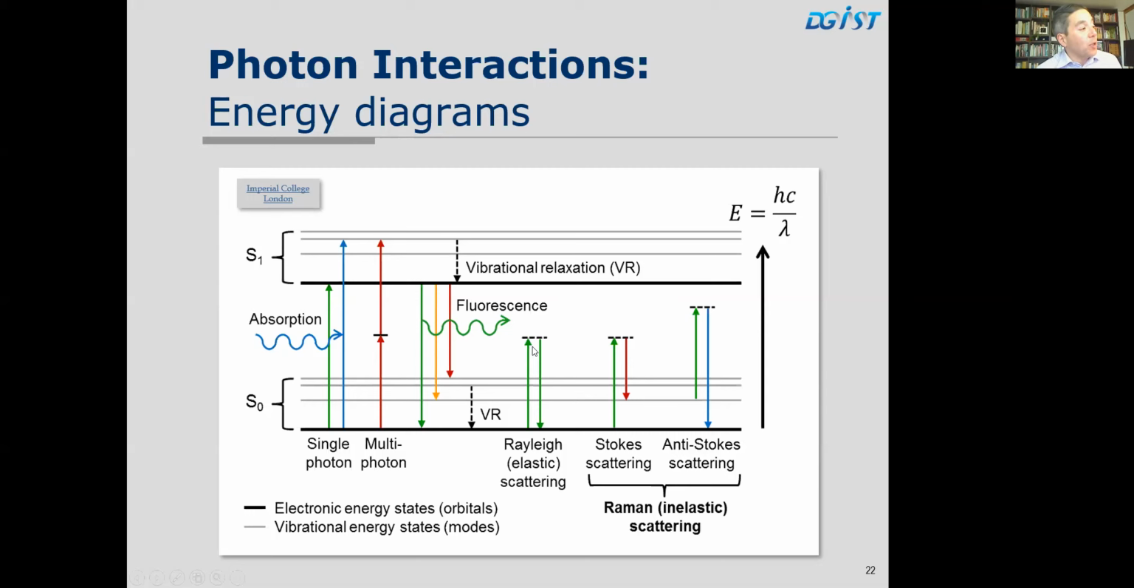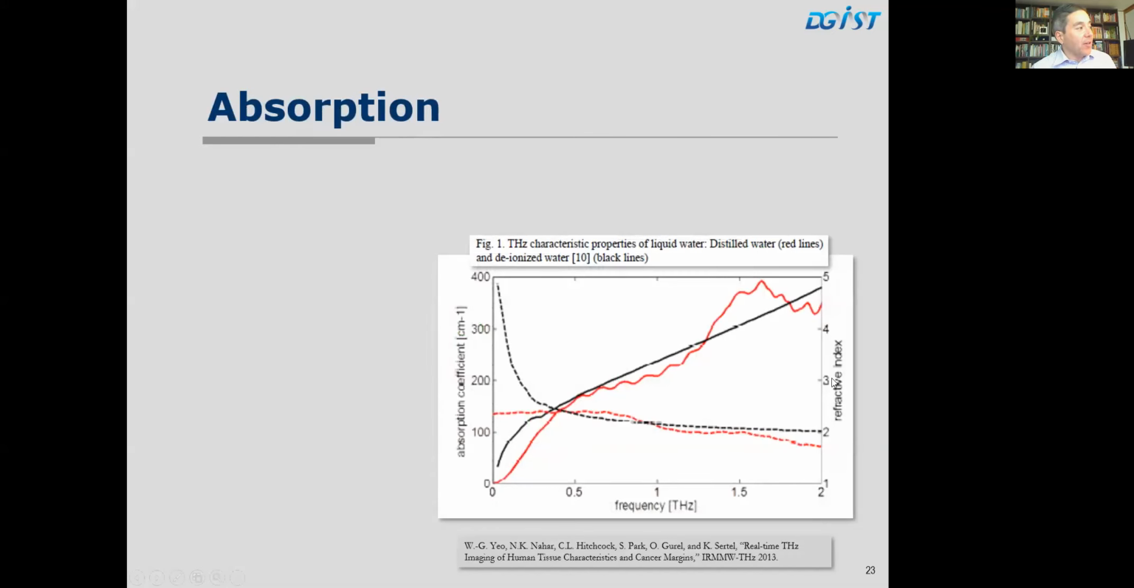Elastic scattering is when the radiation is absorbed but quickly emitted at the same frequency. Stokes scattering is when the radiation is absorbed and then emitted at a lower frequency. So in other words, some energy is absorbed by the matter. That would be this difference here. And anti-Stokes scattering is when the photon is absorbed but actually emitted with a greater energy. So these are some energy diagrams related to that.